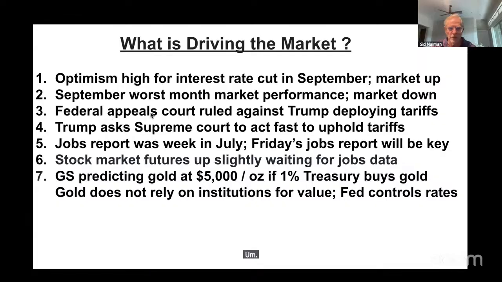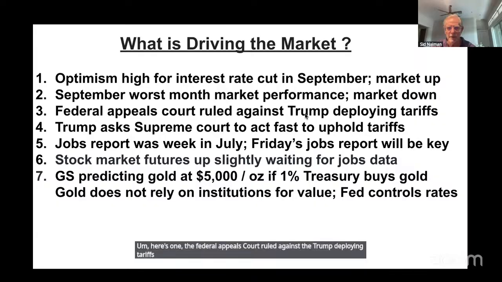Here's one. The Federal Appeals Court ruled against Trump deploying tariffs. They're saying he doesn't have that authority. Now Trump is asking the Supreme Court to act as fast as possible to uphold the tariffs. We'll see what happens. But when you have something like this, the market goes into what we call uncertainty, which means it becomes very volatile until this gets straightened out.